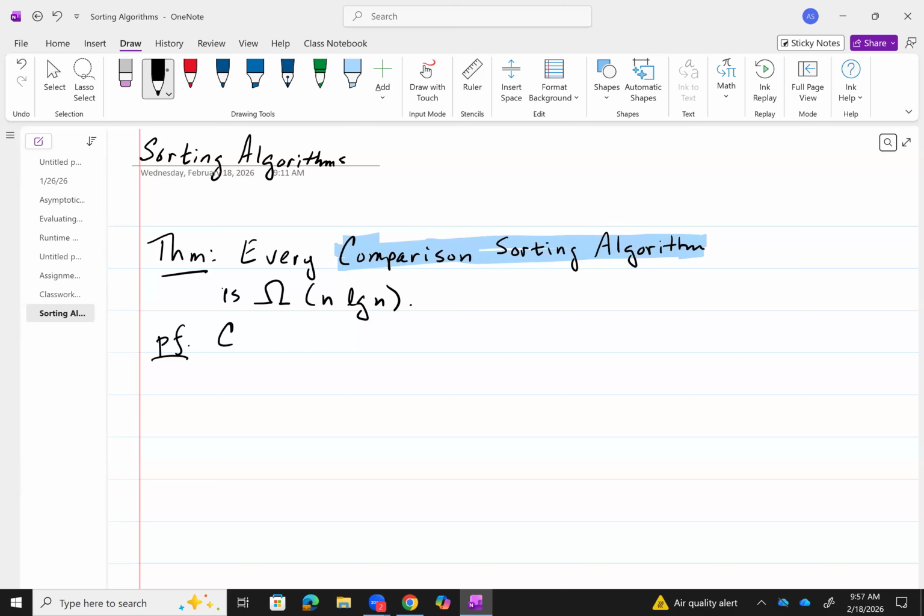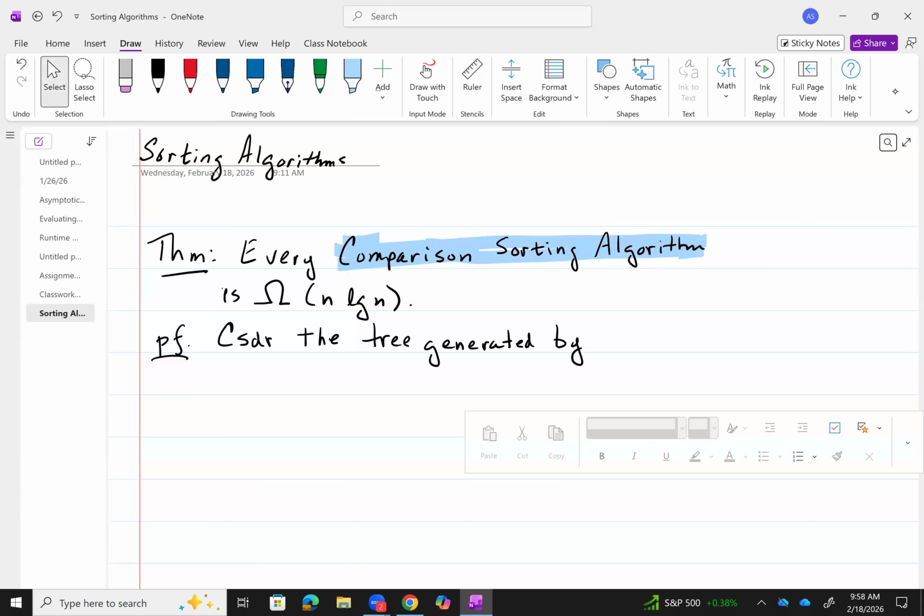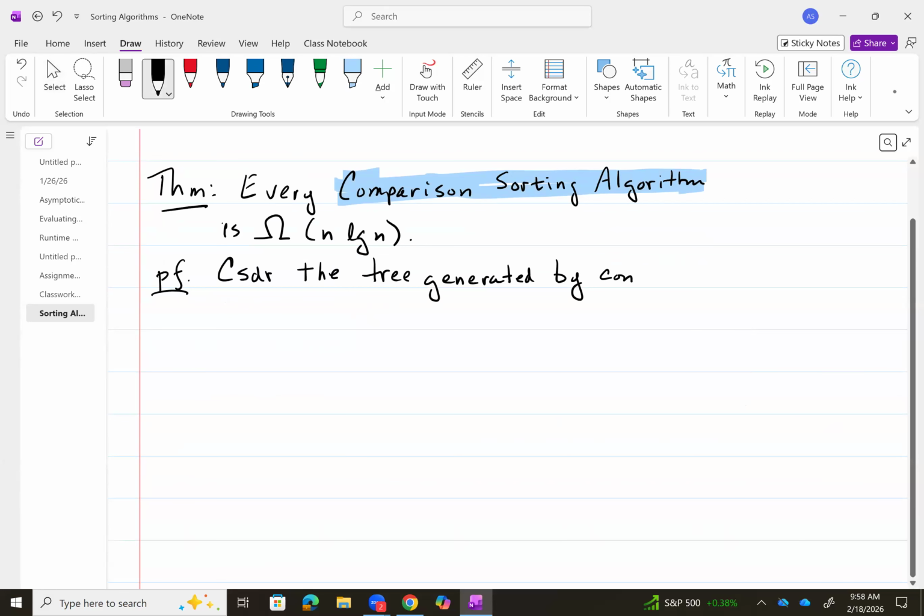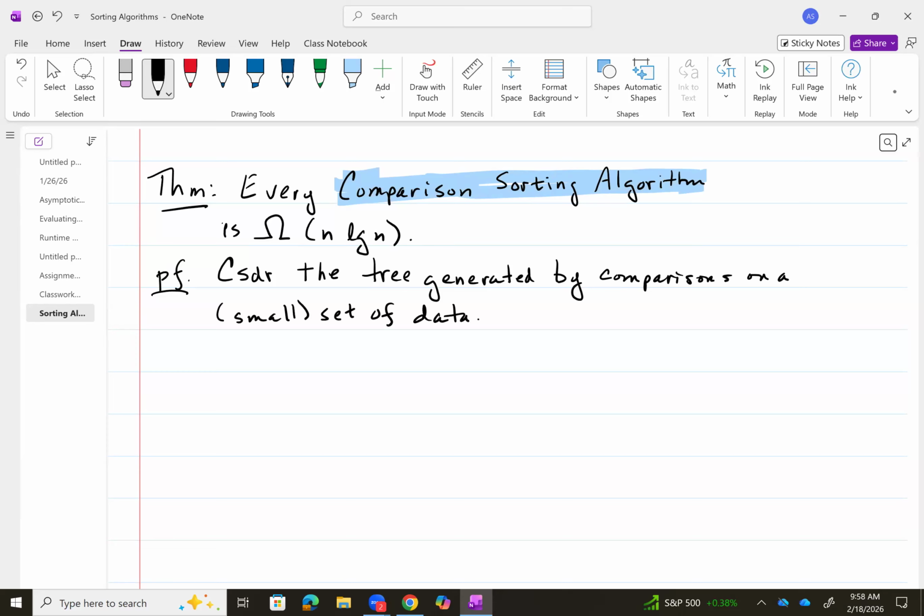We're going to start by looking at the tree that's generated by comparisons on a small set of data. I want you to see what happens. So say I just want to sort three elements by comparison.